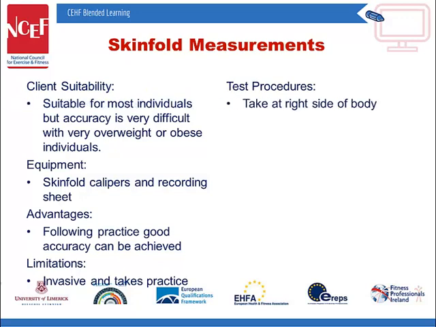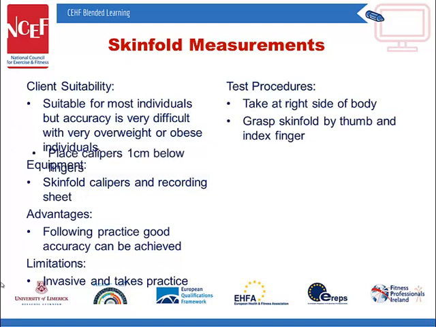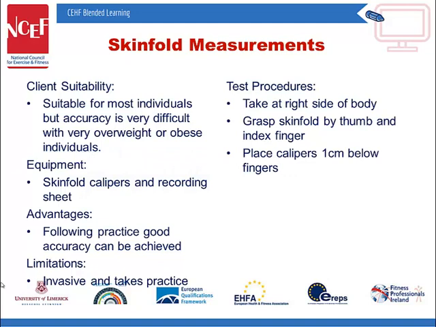The test procedures: we're going to take the skin fold measurements at the right hand side of the body. We're going to take the skin fold with thumb and index finger, placing the calipers 1 centimetre below the fingers, and we're going to take 2 scores, possibly 3 scores if we need to, with a required accuracy of 1 millimetre between each score. So if we took a measurement the first time and we got 11, and then the second time we got 15, well then we haven't got the required accuracy of 1 millimetre between the 2 scores, so we'd have to take it a third time.